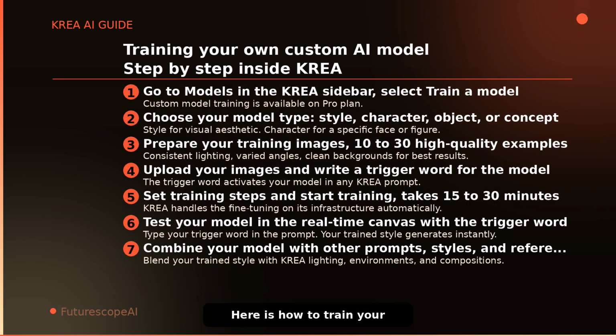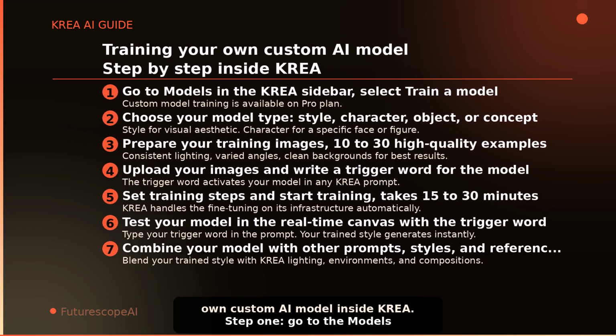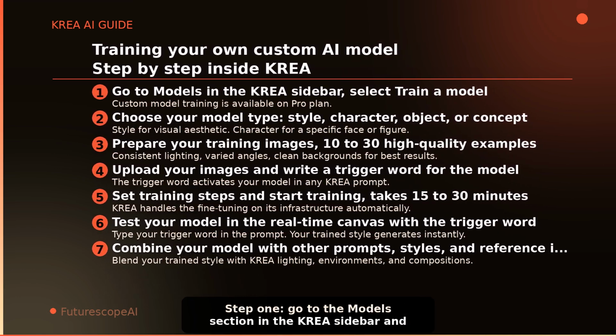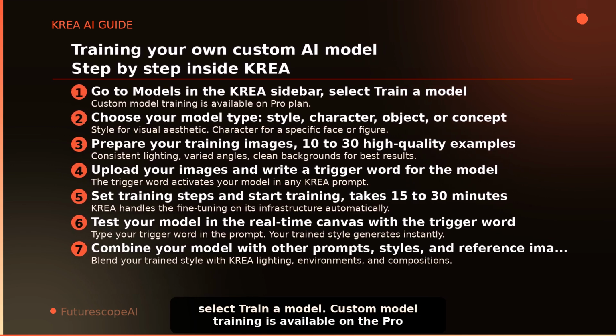Here is how to train your own custom AI model inside KREA. Step 1. Go to the Models section in the KREA sidebar and select Train a Model. Custom model training is available on the Pro plan.